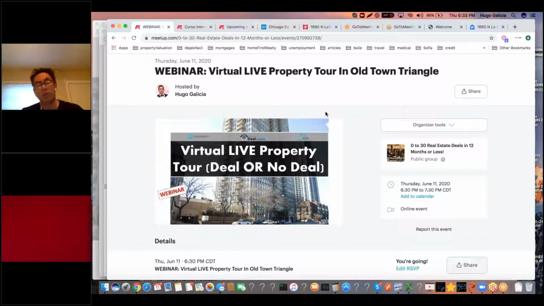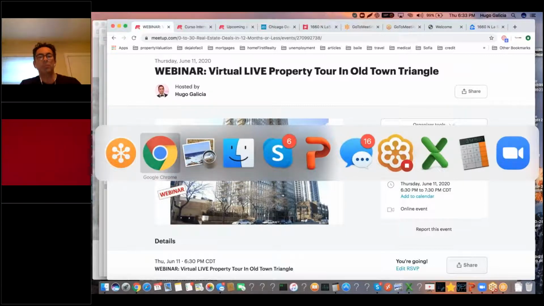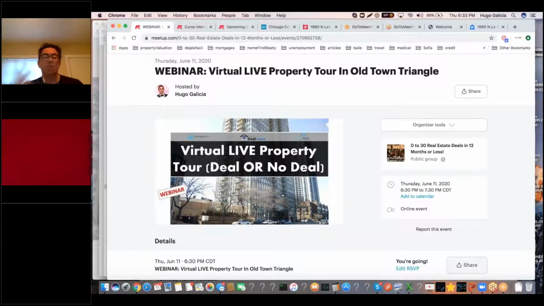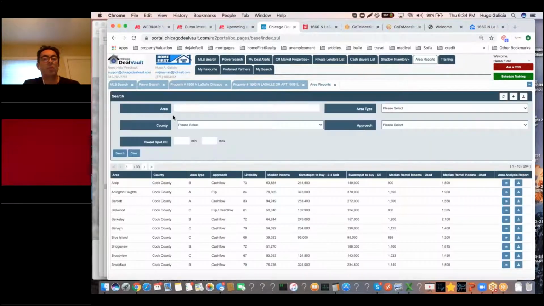So the key question that you need to ask yourself before looking at the property itself is whether or not the subject property is going to be able to successfully be a great deal, whether the area supports the exit strategy. So for instance, let's assume that this property is in Old Town. So we need to understand what Old Town is all about. Is this a flipping market? What type of market is this? I know it's a great area, but let's just confirm.